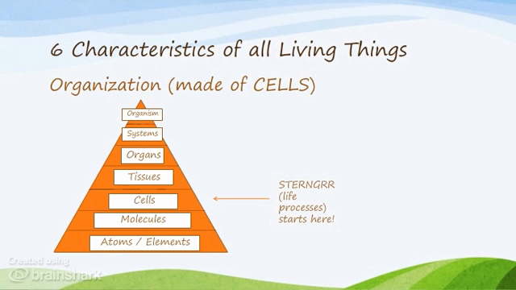Cells are important because cells are where the STRIRENGS life processes begin. Cells can carry out the STRIRENGS life processes. And while all matter in our universe is composed of atoms and molecules, only living organisms are composed of cells. Cells combine to make larger units called tissues. Tissues combine to make organs.